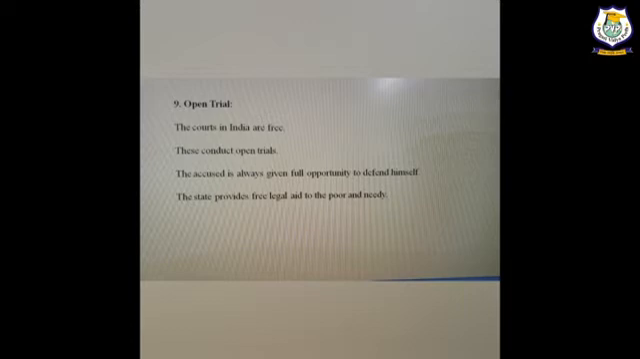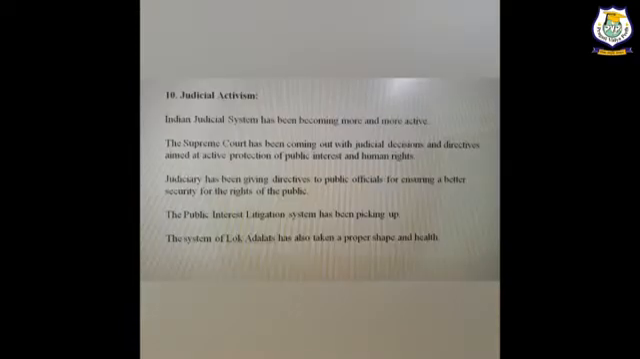Ninth point is open trial. The courts in India are free. They conduct open trials. The accused is always given full opportunity to defend himself. The state provides free legal aid to the poor and needy. Open trial, that is a good example nowadays going on, like during coronavirus, the government is helping with their legal aid and their requirements.